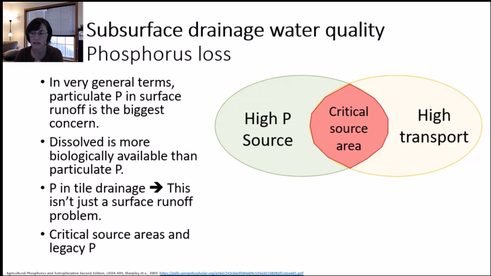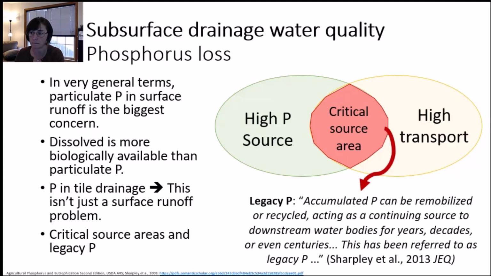Likewise, a situation where there's a high potential for transport, like a lot of runoff is going to happen, a very steep slope that doesn't have any sort of conservation tillage or conservation practice, might not actually be a concern if there's not high phosphorus in the soil. So you have to have the high P source and the high transport factor to really have a critical source area where we should be focusing our attention with phosphorus and water quality.